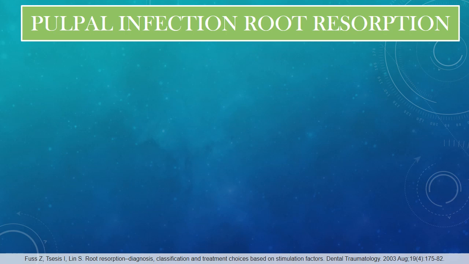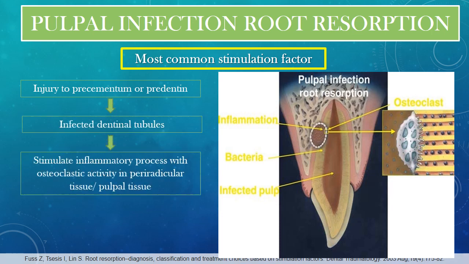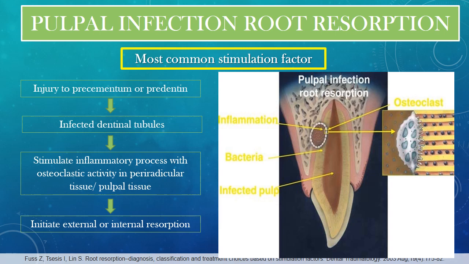We have pulpal infection resorption, periodontal infection resorption, orthodontic pressure resorption, impacted infection resorption, impacted tooth or tumor pressure resorption, and ankylotic resorption. Coming to pulpal infection root resorption, which is one of the most common stimulation factors. When an injury is caused to the pre-cementum or predentine, it causes infection of the dentinal tubules. This in turn stimulates the inflammatory process with osteoclastic activity in the periradicular tissue or the pulpal tissue, and this in turn initiates external or internal resorption.